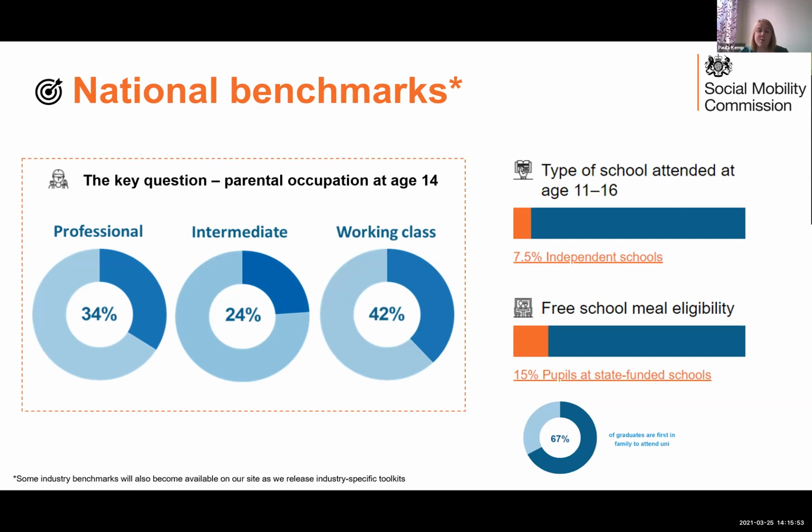Types of schools. We know from our State of the Nation report and the Elite Britain report that 7.5% of people attended independent schools, yet we also know that in certain industries the senior leaders include many more than that national average, and that around 15% of pupils at state-funded schools are eligible for free school meals. And so that's where you can have a real understanding of where you're hitting those national benchmarks or how you differ against them.